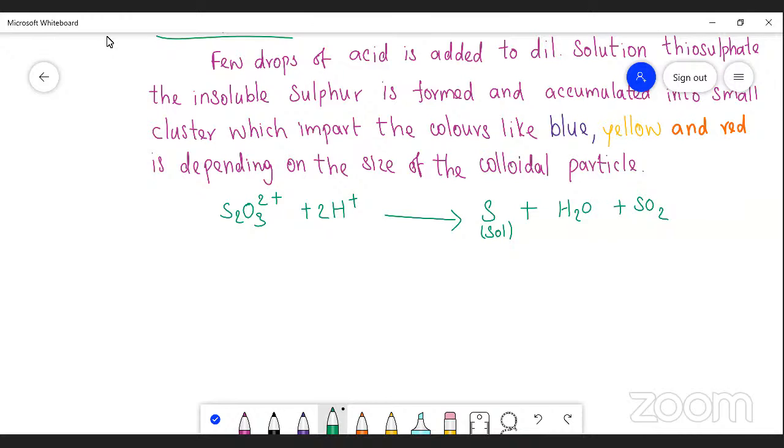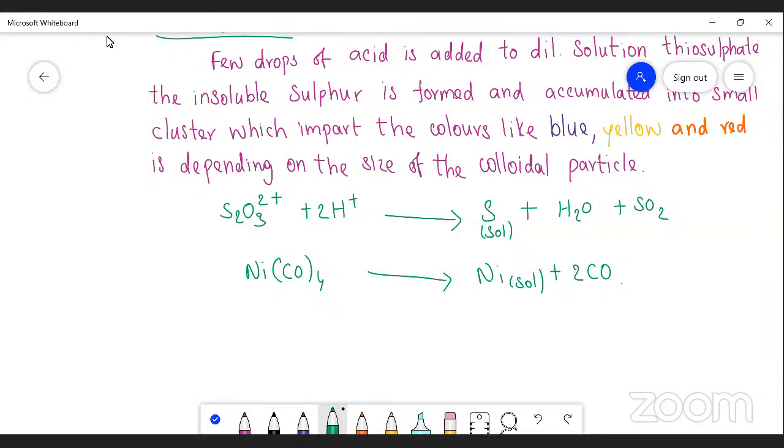And here we take one more decomposition reaction, that is nickel tetracarbonyl. On heating, it will decompose into the metal, that is nickel, and carbon monoxide. So when nickel tetracarbonyl decomposes, we get nickel. Okay, so these are the chemical methods.